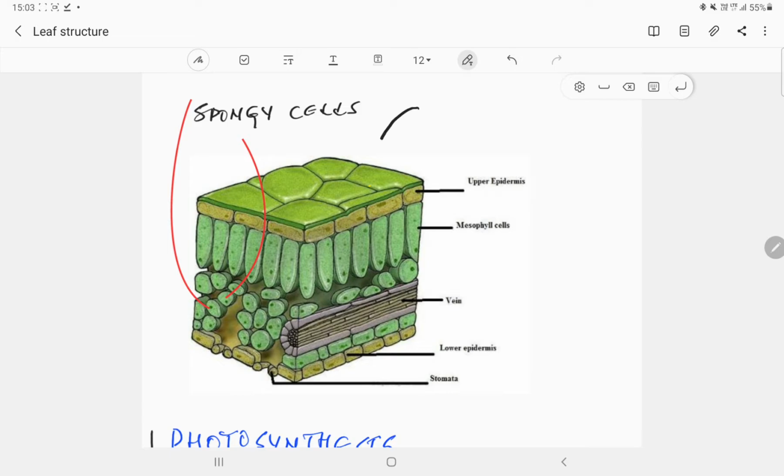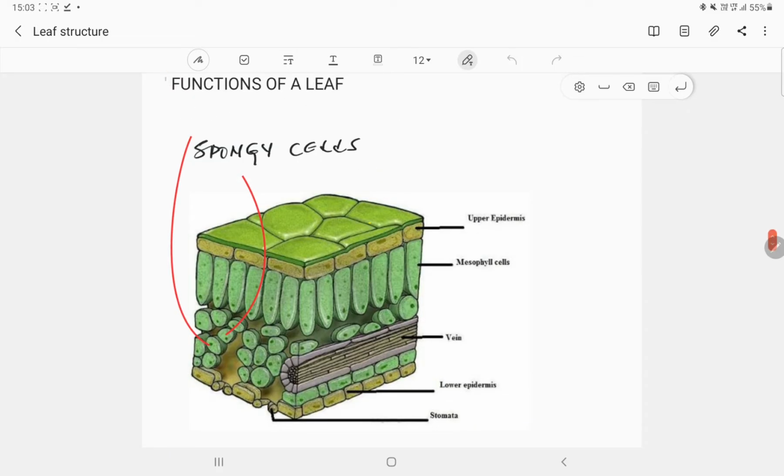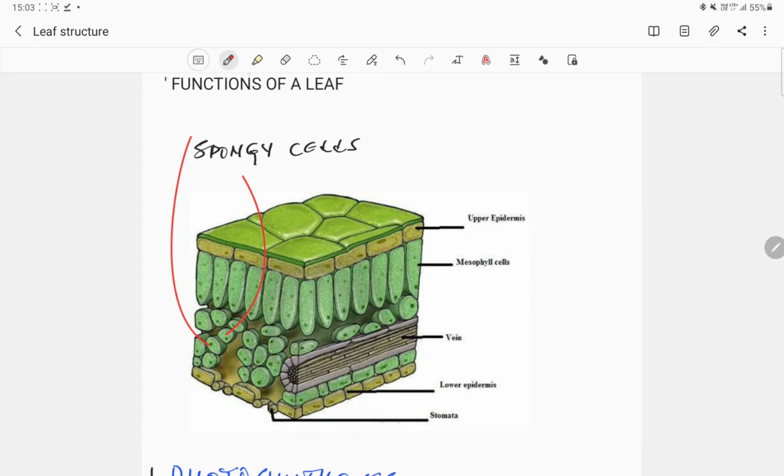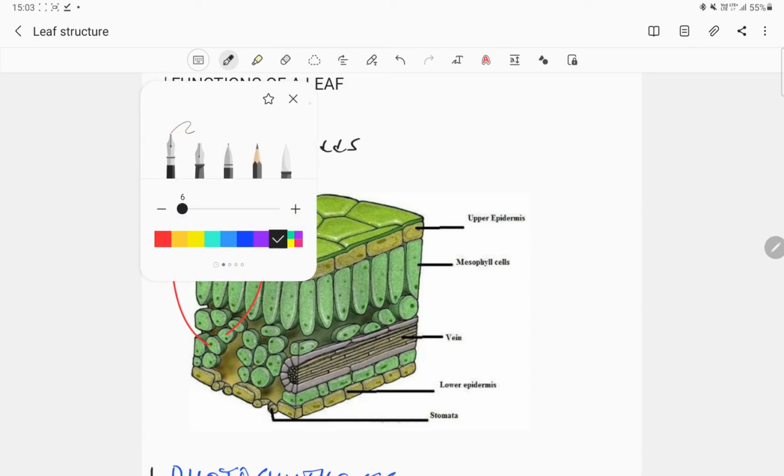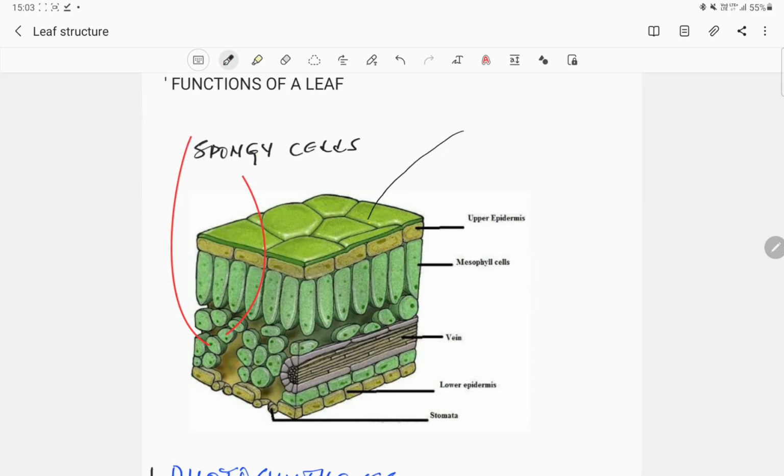Now, this here is the upper surface of the leaf. Let me just redraw this using my marker, and let's use a black marker. And here, let me tell you, this is the upper surface of the leaf, and here is the lower surface of the leaf. So let me write U for the upper surface, L for the lower surface of the leaf.